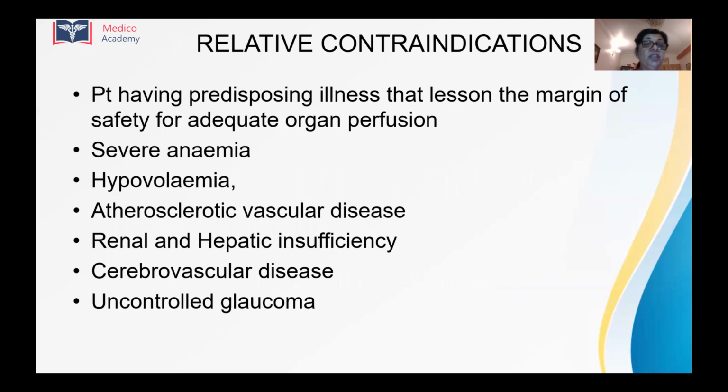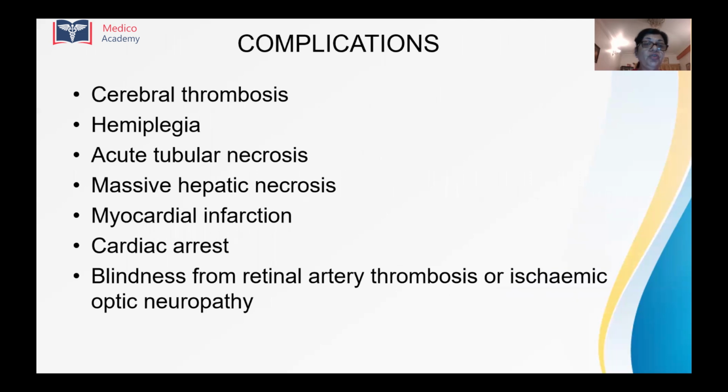The relative contraindications are patients having predisposing illness that lessens the margin of safety for adequate organ perfusion: severe anemia, hypovolemia, atherosclerotic vascular disease, renal and hepatic insufficiency, cerebrovascular disease, or uncontrolled glaucoma. The complications which can occur are cerebral thrombosis, hemiplegia, acute tubular necrosis, massive hepatic necrosis, myocardial infarction, cardiac arrest, or blindness from retinal artery thrombosis or ischemic optic neuropathy.